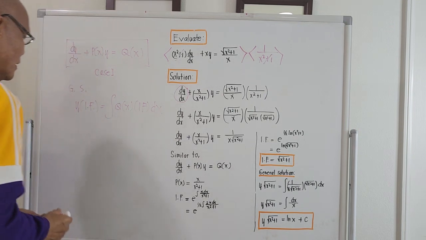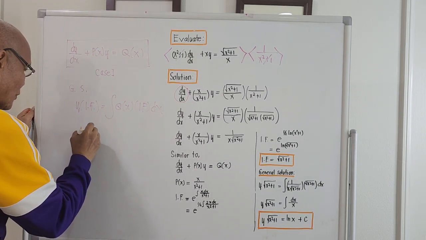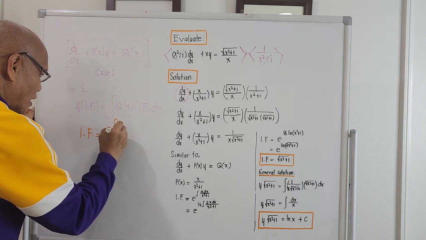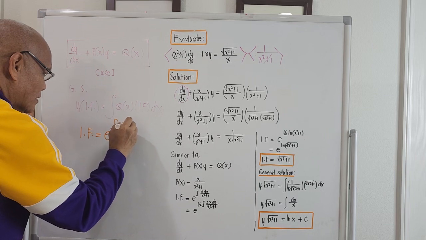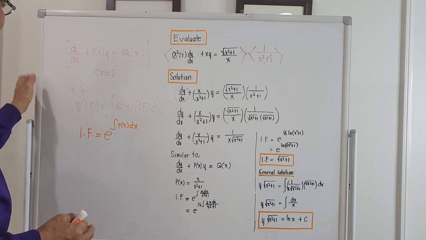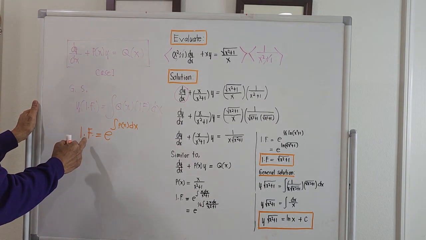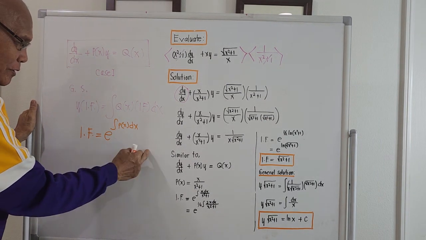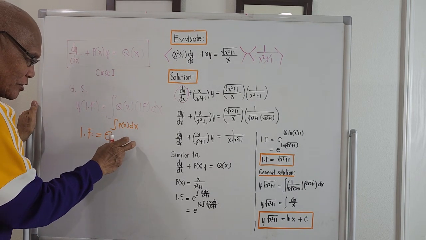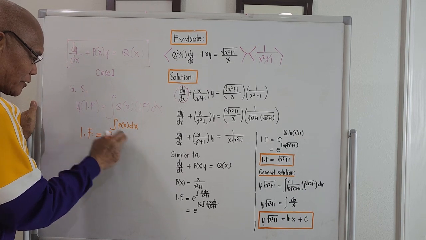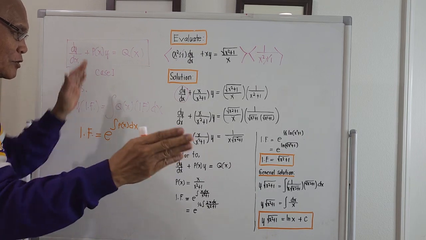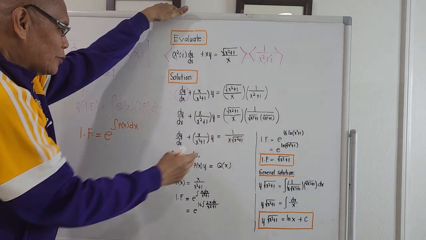And the integrating factor for case number 1 is e raised to the integral of p of x dx. So to bring out the solution, we need to compute the integrating factor by using this equation here. This is the standard formula on how to take the integrating factor for case number 1. Okay, let's continue with this.